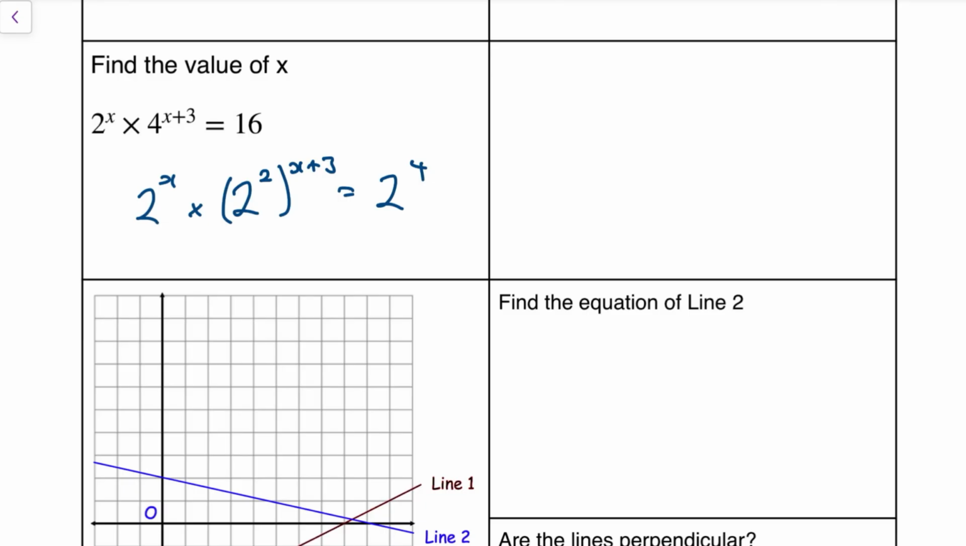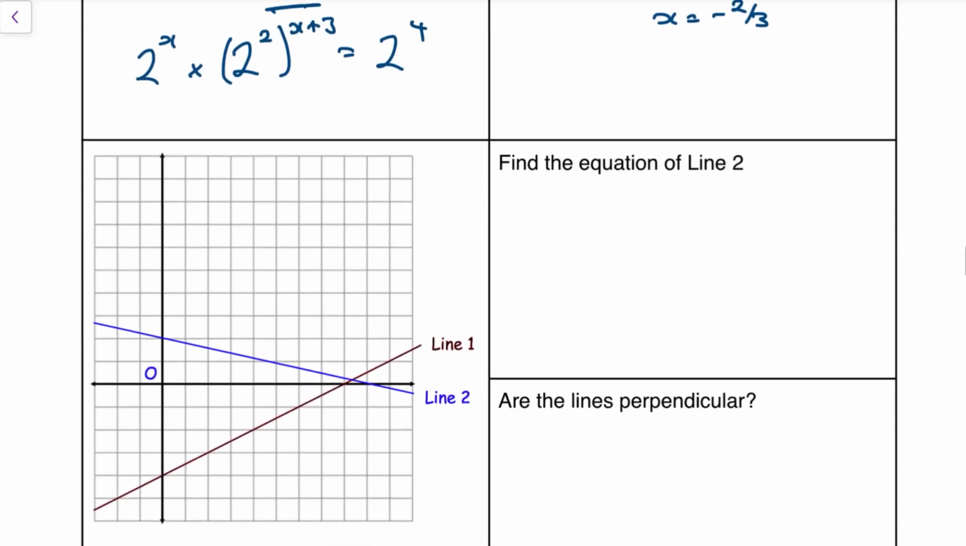Then if I collect my powers on the left-hand side, multiply means add. So it's going to be x plus 2x plus 6, so in other words I've expanded this bracket here, is equal to 4. 3x is equal to 4 minus 6 from both sides, which is minus 2, so x equals minus 2 over 3. Question done. Next question.